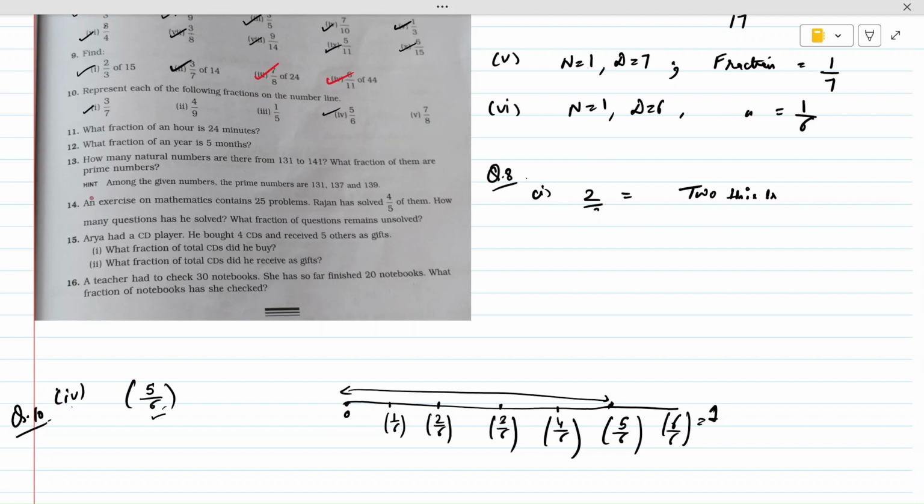Now coming to the next question, this one I am marking as homework. Now let's do another question.